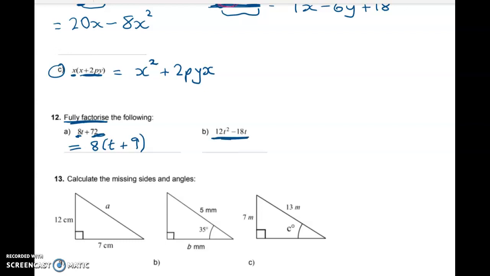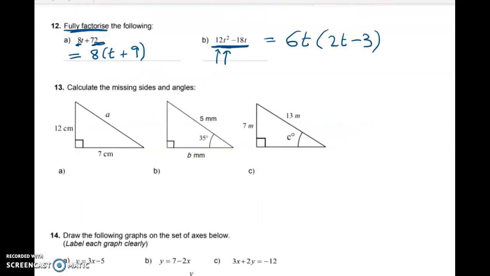In this next one, we do have a common factor in the numbers and also in the variables. So the highest common factor of 12 and 18 is 6, and the highest common factor of the variables will be t. So we have 6t times 2t minus 3.